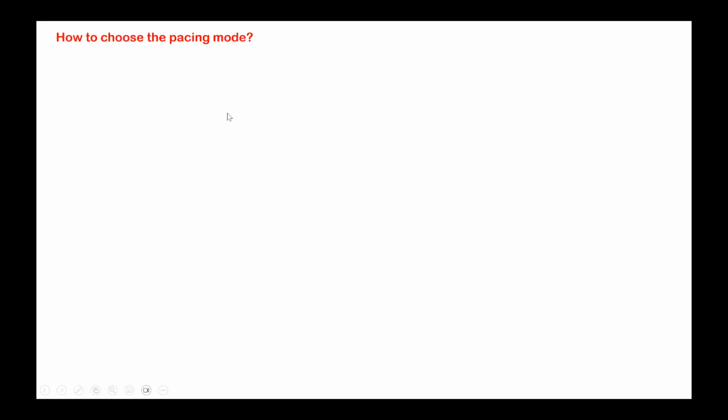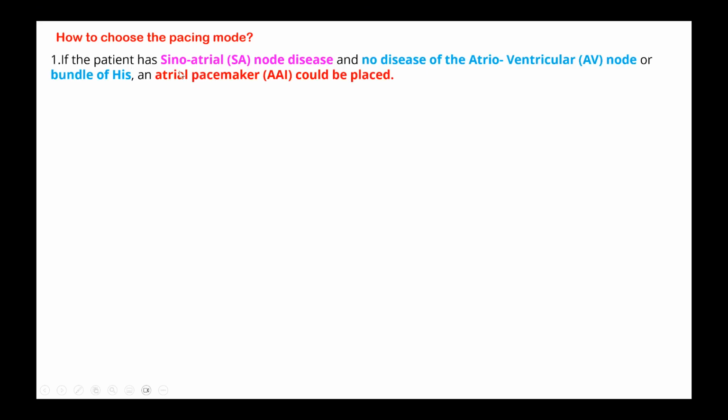Now, how to choose the mode? How does the cardiologist choose? Of course, these are all done by cardiologists, so that is the reason why, as anesthesiologists, we have some confusion or we don't have a proper concept of that. So, how do the cardiologists choose the pacing mode? It depends on the particular pathology. If the patient has SA node disease, with no disease of the atrioventricular node or bundle of His, an atrial pacemaker could be placed. So only for isolated SA node disease do you choose an atrial pacemaker.